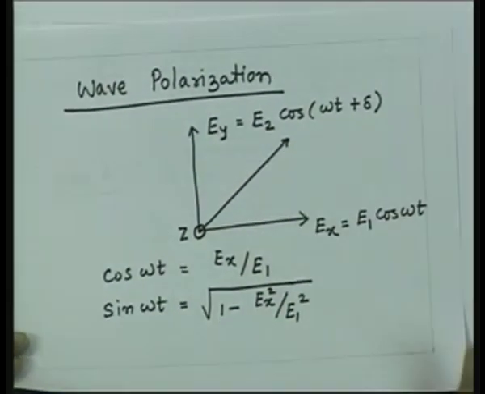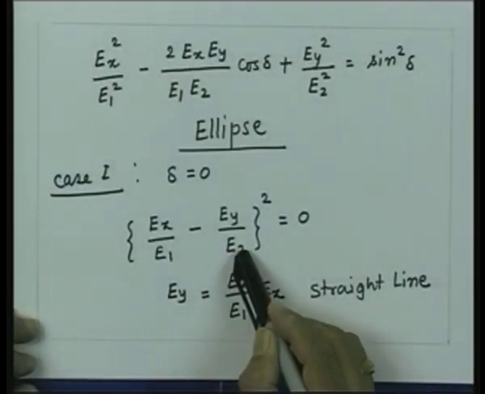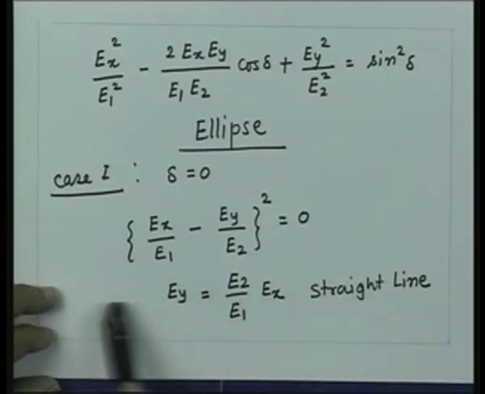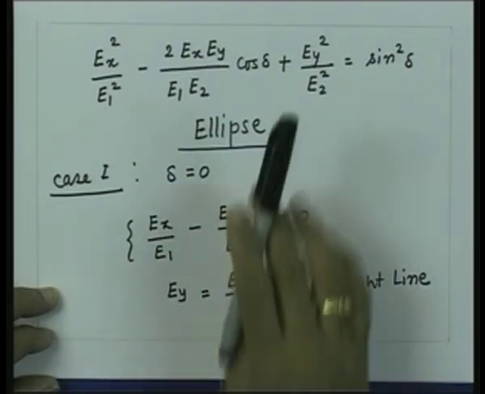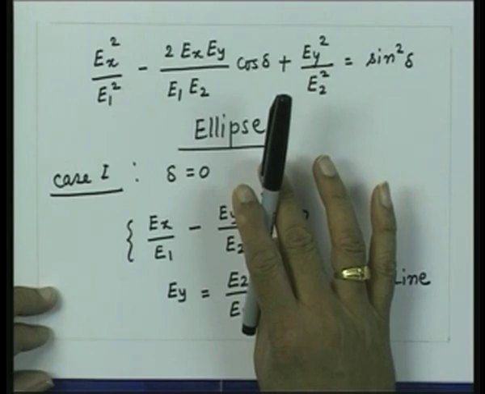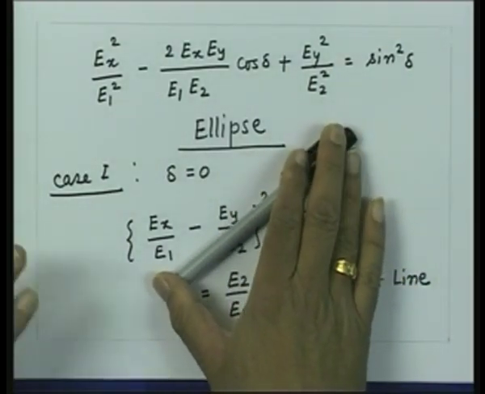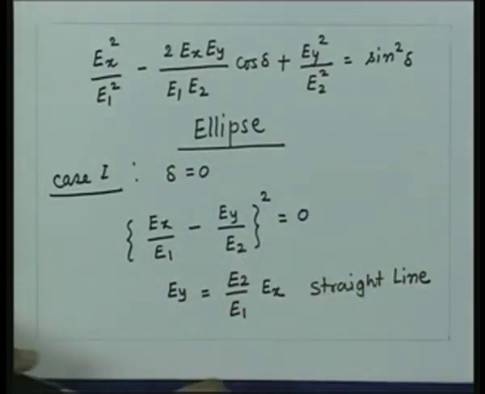So, we can have within this the special cases when E2 is equal to 0, that time the slope of the line is 0. So, the line is horizontal. If E1 is 0, the slope is infinite. So, the line becomes vertical, or in general the line will be oriented with respect to x and y axis at some arbitrary angle which is tan inverse of E2 by E1.